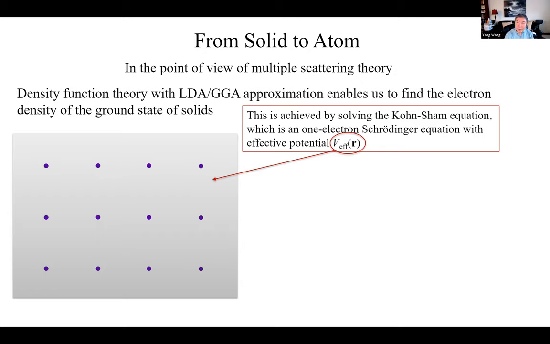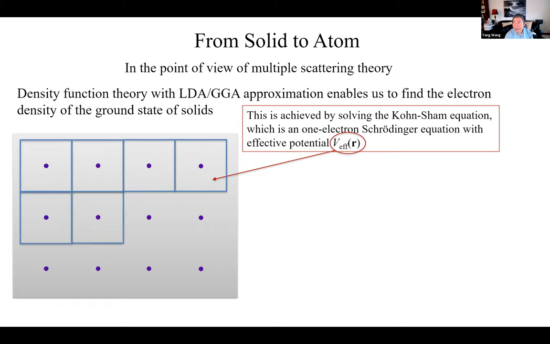In a multiple scattering approach, what we do is divide the whole space into domains. Each domain contains one ion, one atom, right? So we make this kind of domain around each of those atoms. The whole space is divided into domains.